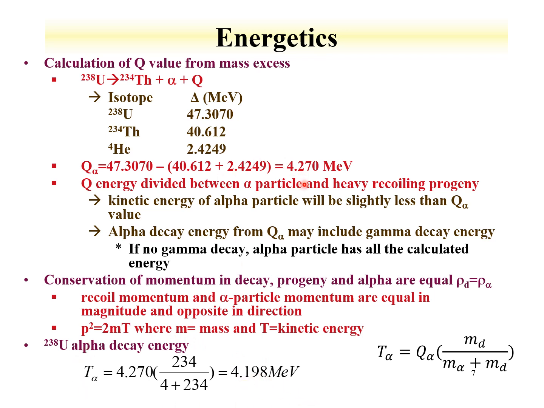Again, as we discussed in the previous slide, the Q value energy is divided between the alpha particle and the recoiling progeny. The kinetic energy of the alpha particle will be slightly less than the Q value, and this Q value that's calculated may include the gamma decay energy. So if one were to look at data, one would see that the sum of the alpha particle energy and the gamma energy would equal the kinetic energy calculated from the Q value. If no gamma decay is present, then the alpha particle has all the calculated energy. And again, this comes from the conservation of momentum and those equations that we discussed previously.